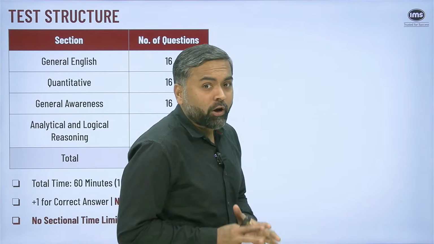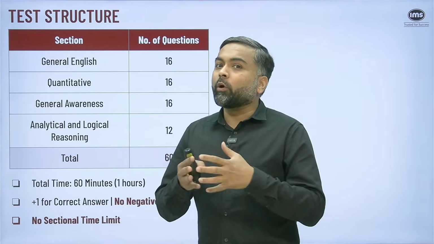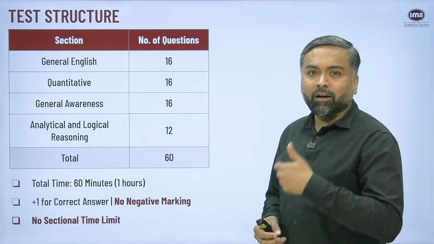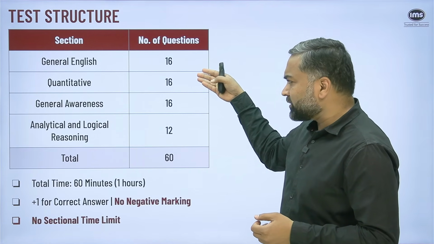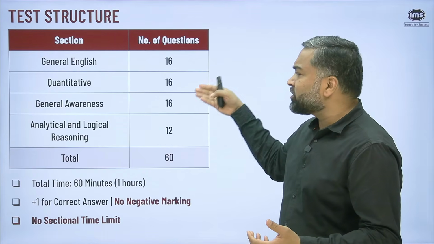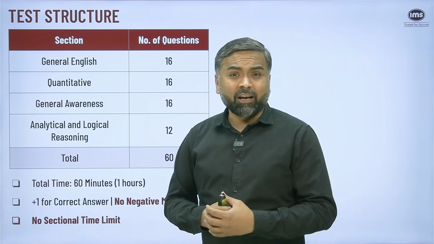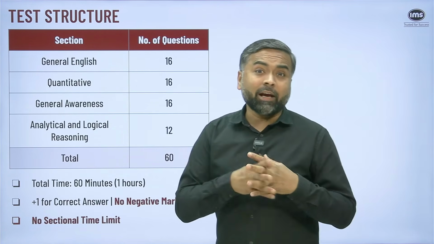So let's look at the paper pattern. I'm sure by now all those who are going to write SET know the paper pattern. Just a quick run through. English, maths, that is quantitative aptitude, and general awareness are 16 questions each, and logical reasoning and analytical reasoning has 12 questions. The important thing to note here is that there is no negative marking.